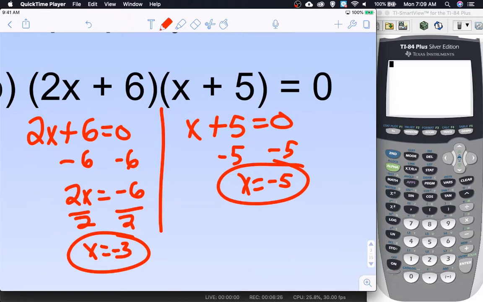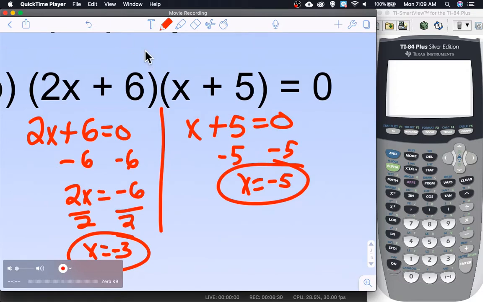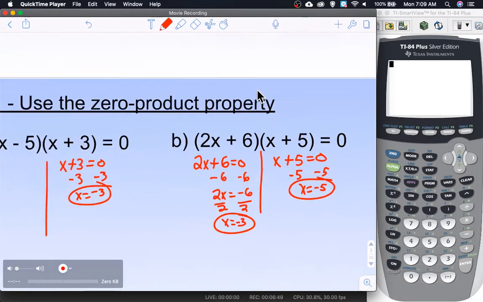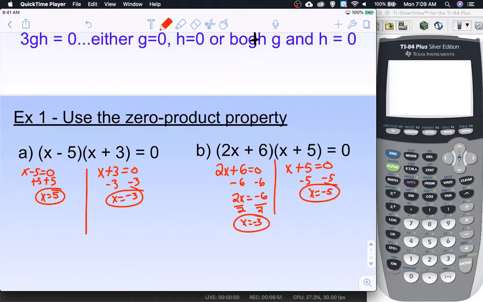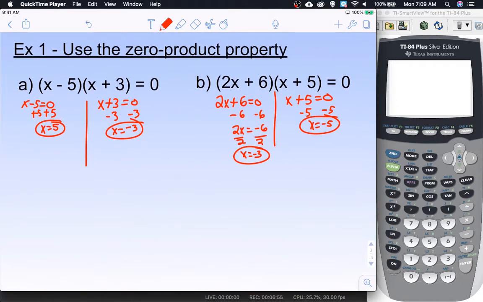If we plug those values in, just like I showed you previously, that would make this side equal 0. This one would make this equal 0. -5 plus 5 is 0. If I plug -3 in for both, it would make this one equal 0. 2 times -3 would be -6. -6 plus 6 would equal 0. And so the whole thing would equal 0. So that's our zero product property.